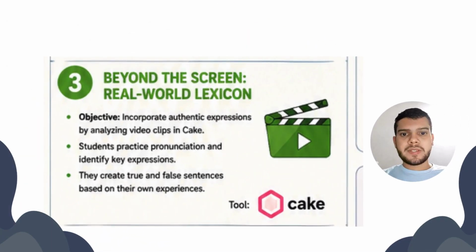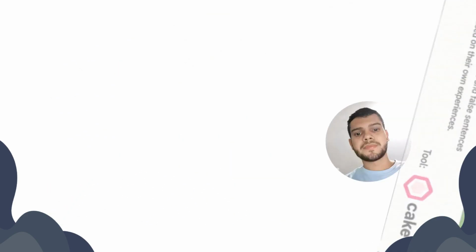The third activity, beyond describing real-world lexicon, helps students learn and use authentic English expressions through listening and speaking practice. Using the Cake app, students analyze video clips, practice pronunciation, and create personalized sentences related to their lives. The activity integrates strategies such as situated learning, micro-learning, shadowing, chunking, and personalized learning.